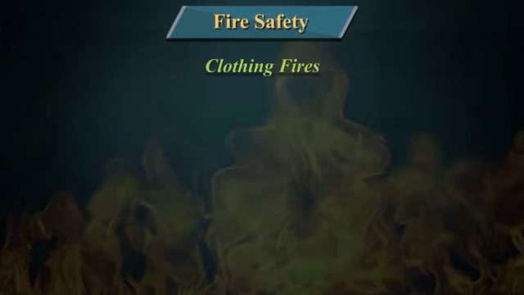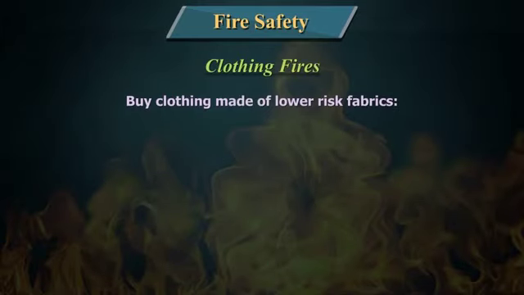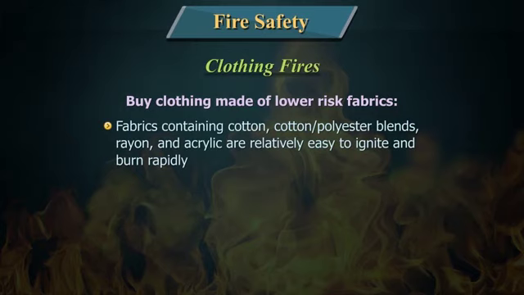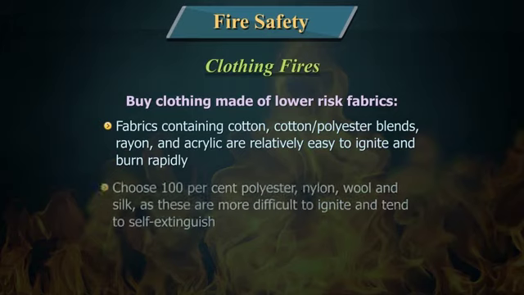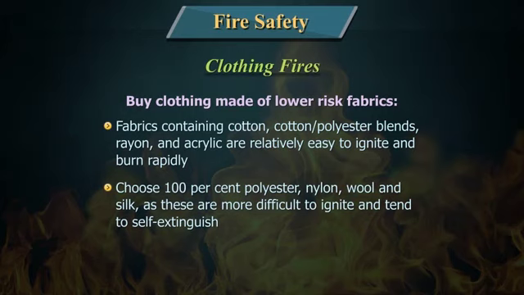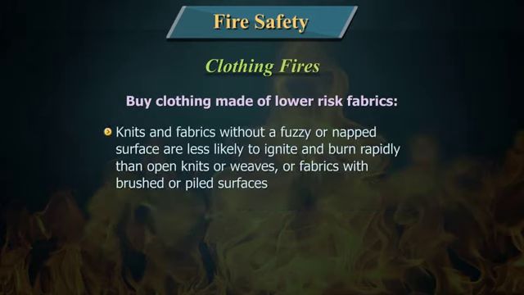Clothing fires. Buy clothing made of lower risk fabrics. Fabrics containing cotton, cotton or polyester blends, rayon, and acrylic are relatively easy to ignite and burn rapidly. Choose 100% polyester, nylon, wool, and silk, as these are more difficult to ignite and tend to self-extinguish. Knits and fabrics without a fuzzy or napped surface are less likely to ignite and burn rapidly than open knits or weaves or fabrics with brushed or piled surfaces.